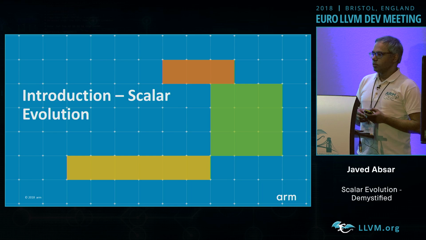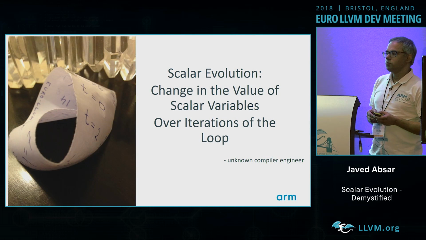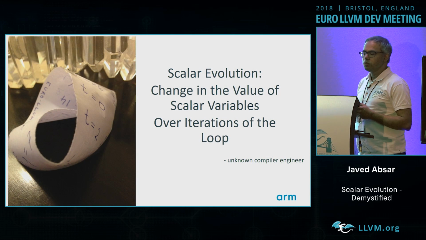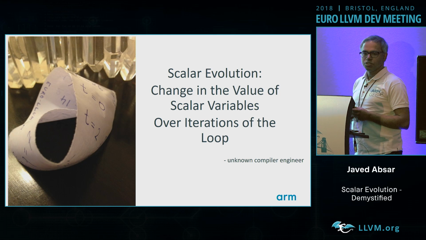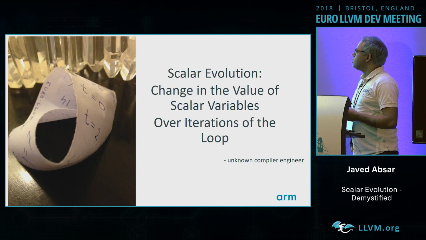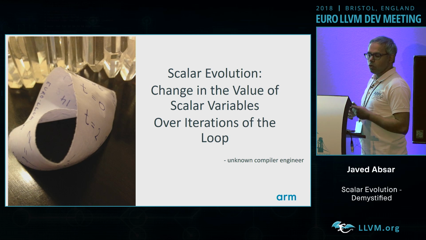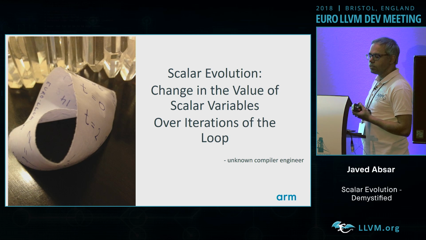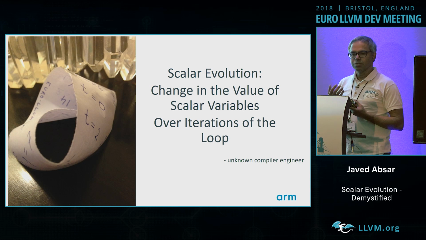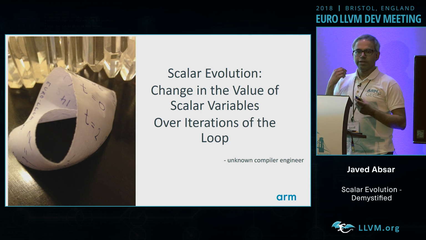Many months from now, if there's just one phrase that you remember from this tutorial, hopefully you remember more, but if there's just one phrase, it should be this. Scalar evolution is a change in the value of scalar variables over iterations of the loop. So it is a study of the change, a systematic change in the value of a scalar as it goes through iterations of the loop.